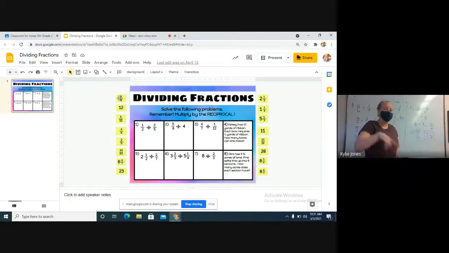You have plenty of answers on the side. If your answer does not match one of them, try it again. Something probably went wrong. Ask for help if you need it. If you don't see your answer, try simplifying your fraction too. That might be what your issue is. You might just need to simplify the fraction to get your answer there.